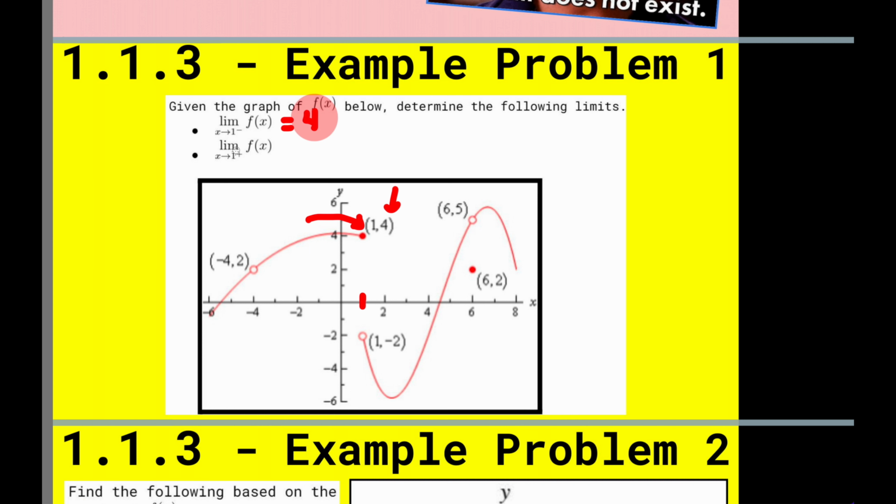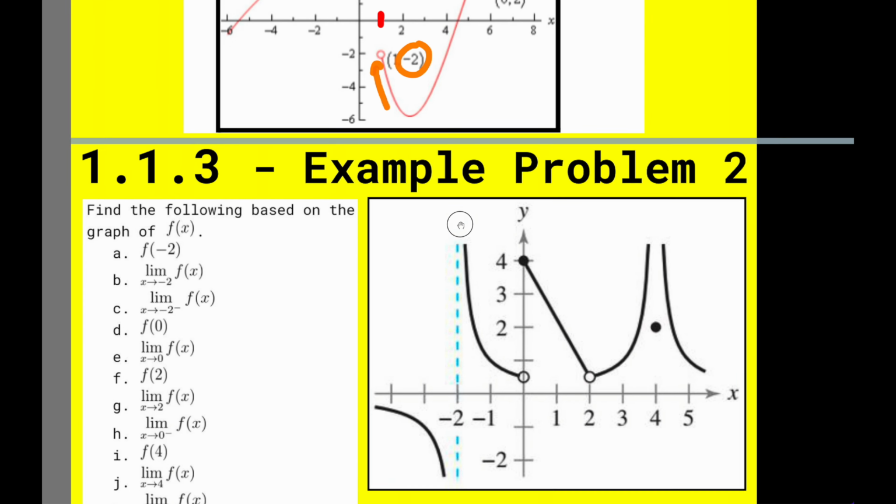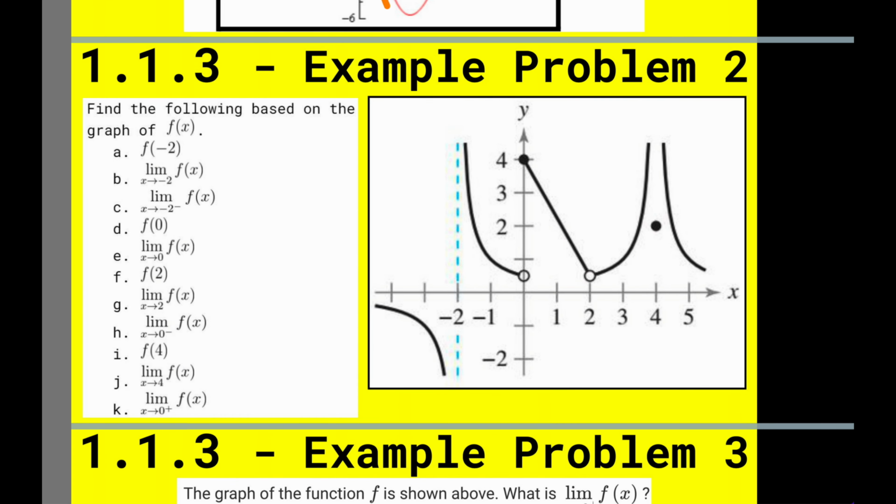The next one is it's approaching 1 from the right, so here's approaching 1 from the right. What's that value? -2. So the answer for that other one is -2. Pretty straightforward, just looking at the graph. The next one, example problem 2. Holy cow, there's an A through K on this one, so tons of example problems, but this will be fun.